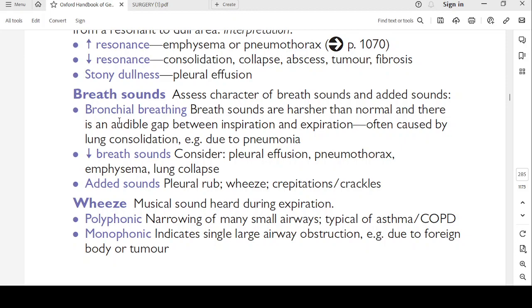Breath sounds. Assess the character of the breath sounds and added sounds. Bronchial breathing: breath sounds are harsher than normal and there is an audible gap between inspiration and expiration. It is often caused by lung consolidation due to pneumonia. Decreased breath sounds: consider pleural effusion or pneumothorax, emphysema or lung collapse.